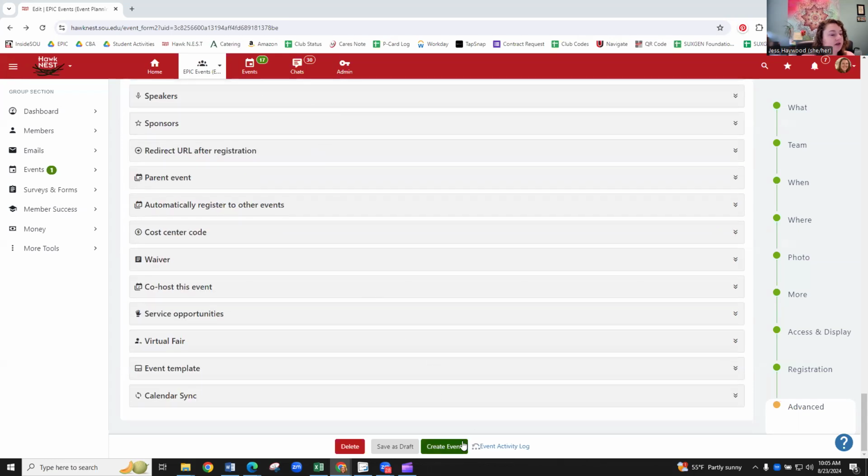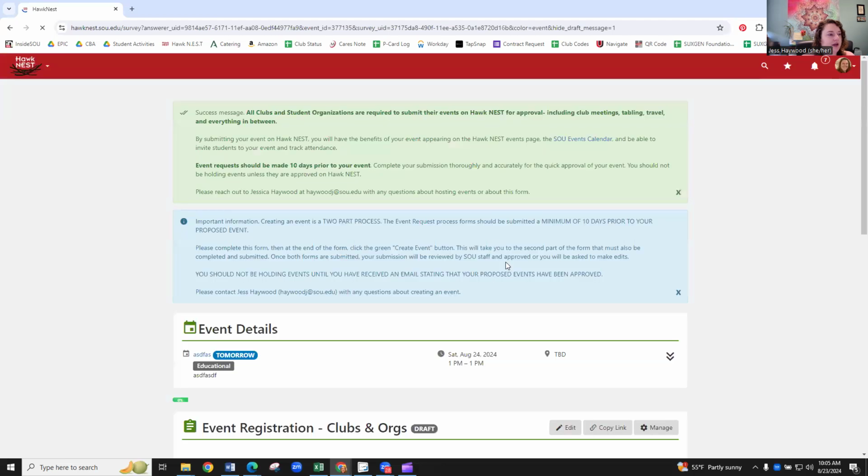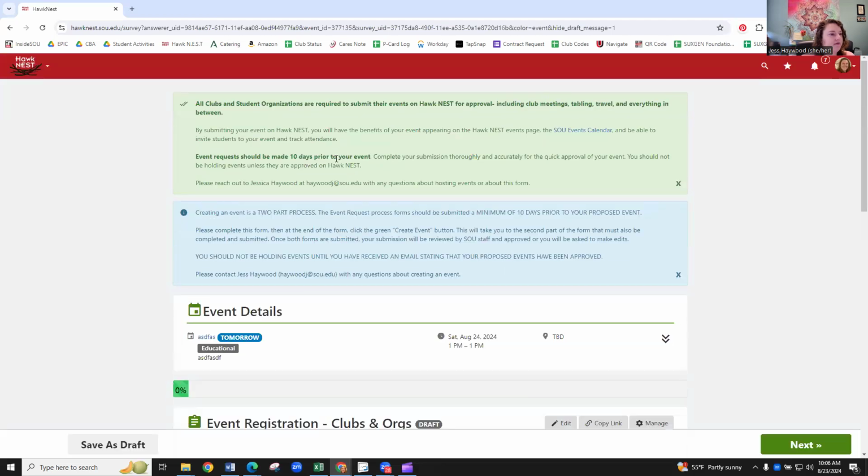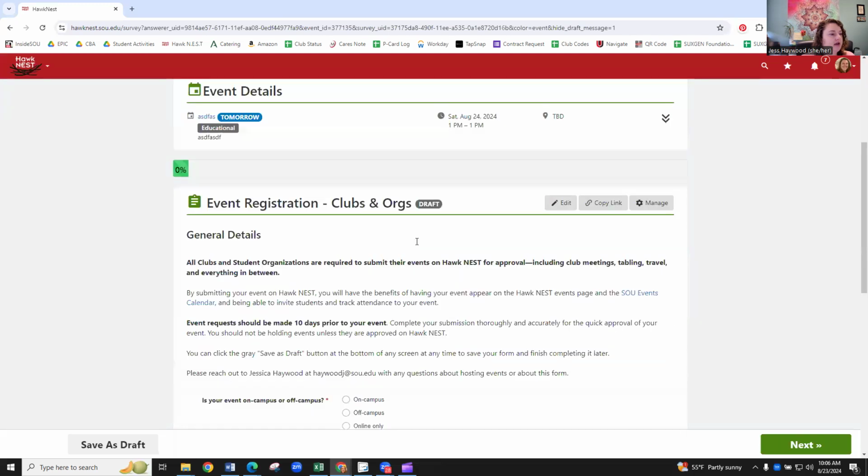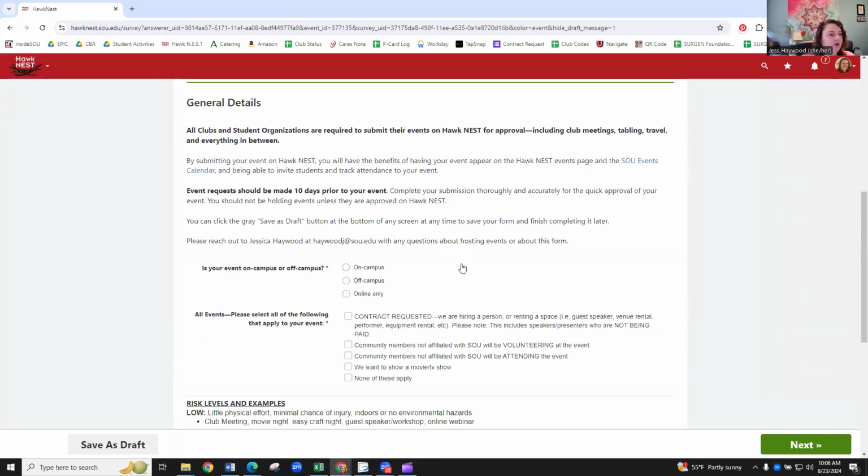We've got the create event button at the bottom. Keep in mind, once you click create event, it does not create your event. You still have the second step of the process to complete, which is the on-campus information. So you'll see information here about submissions, etc. And if you scroll down, you'll see the form that we have built for SOU.